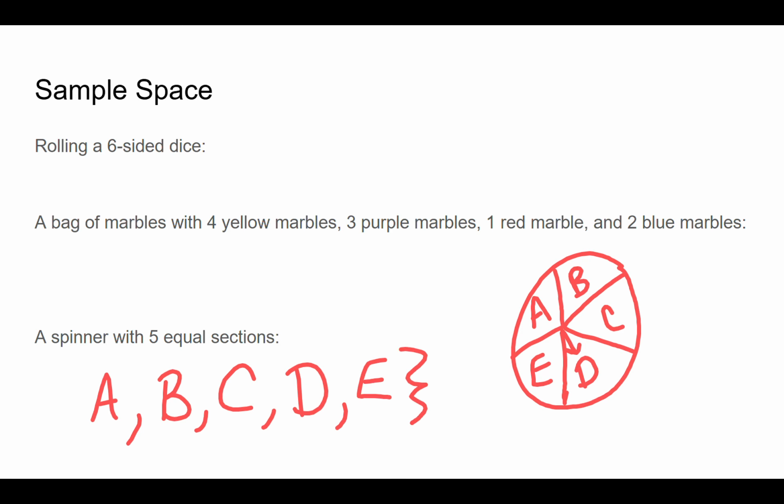And this is my sample space. I've listed all of the possible outcomes. Each space on my spinner is a possible outcome when I spin the arrow. All right, that is all for sample space.